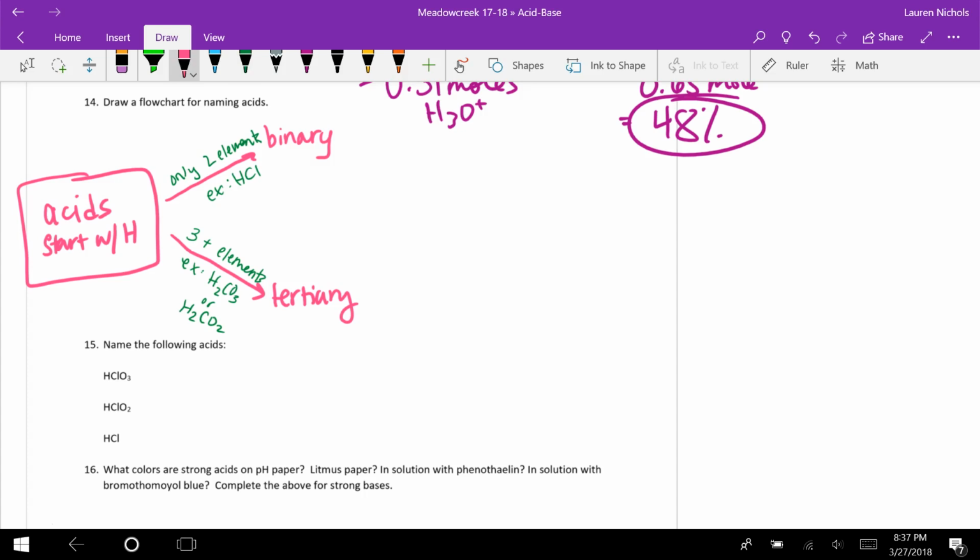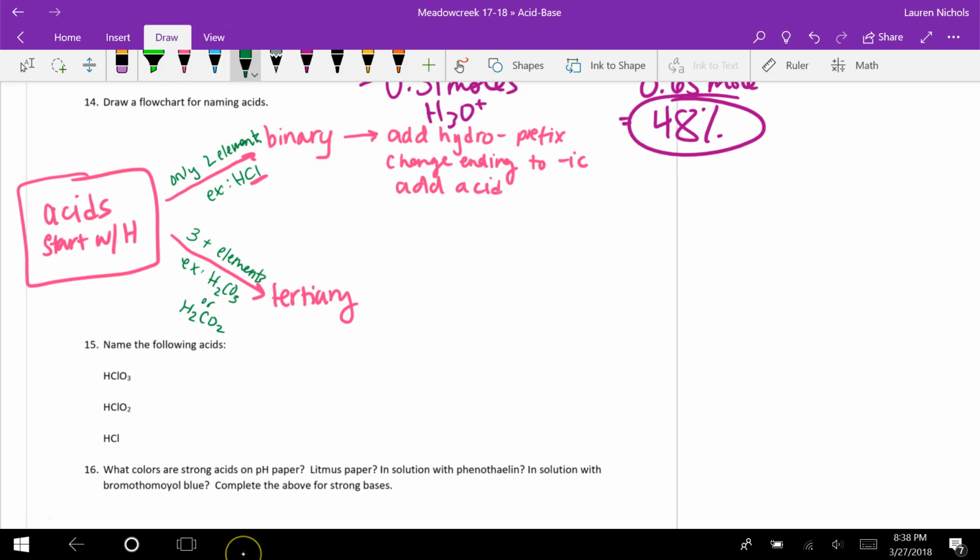So we have these binary substances. Let's start there. Now with binary, the first thing you're going to want to do is they're very simple. You're going to identify your element. So in this case, Cl, right? So we have chlorine. So you'll add hydro as a prefix. You'll change the ending to ic, and you'll add the word acid.